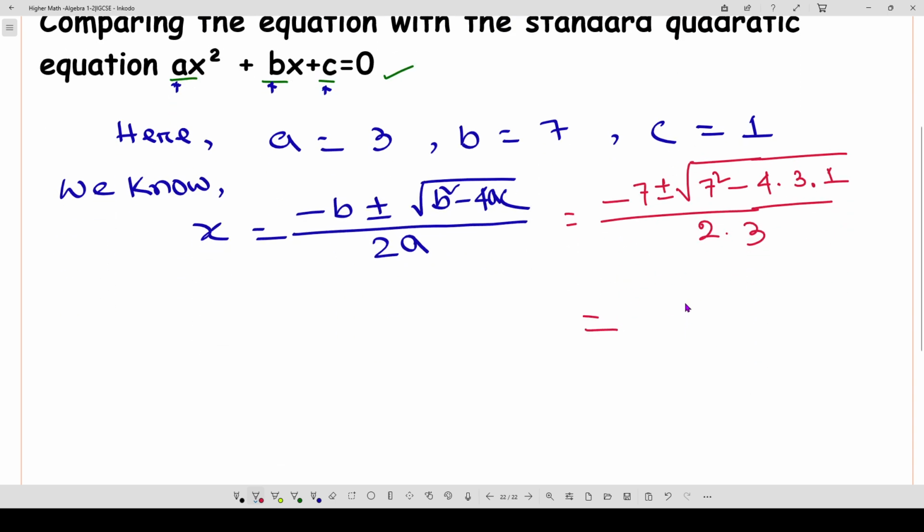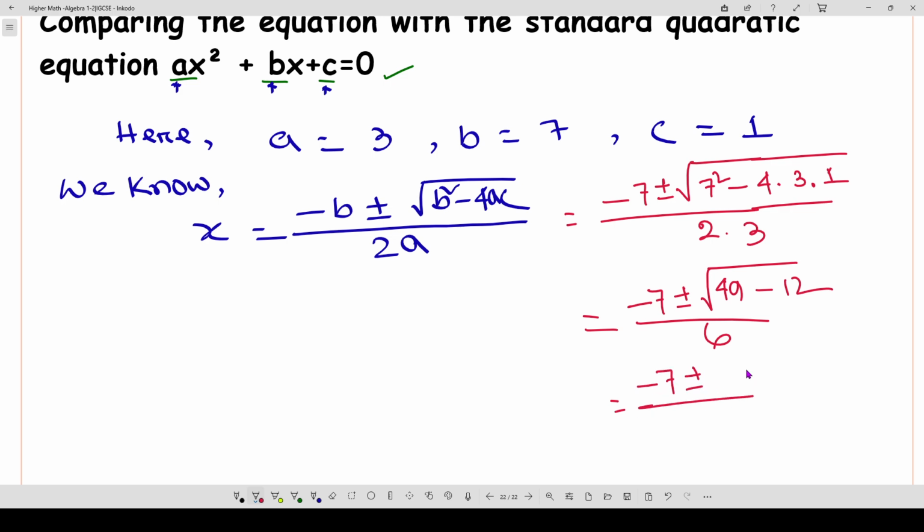So here we can write −7 ± √(7² is 49, minus 4 times 3 times 1 is 12), divided by 2 times 3, which is 6. So −7 ± √(49 − 12), and 49 minus 12 is 37. It means √37, divided by 6.